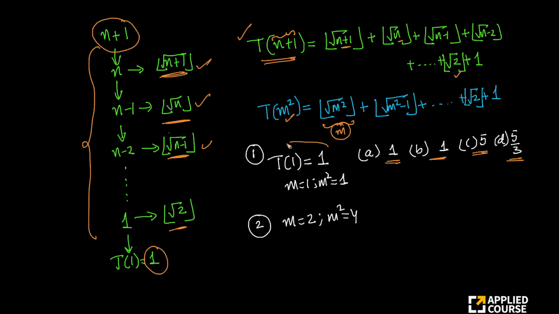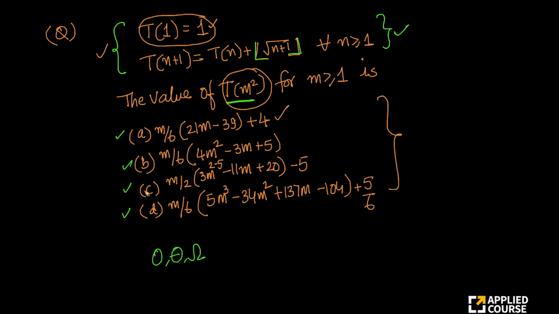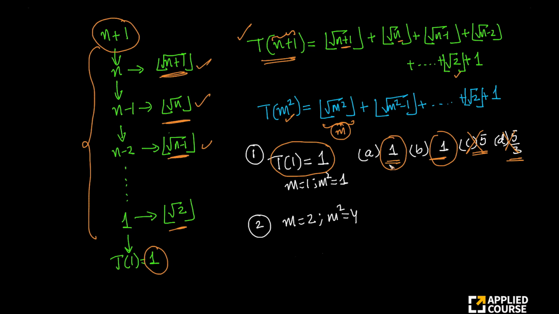And we know that T(1) equals 1, which means C and D cannot be the right answers. They have to be either A or B. This is by elimination. So I've eliminated option C and option D using T(1) itself. Now the question is, amongst options A and B, which is the correct one? Then what did I do? I took m equals 2, which means m squared will be equal to 4.